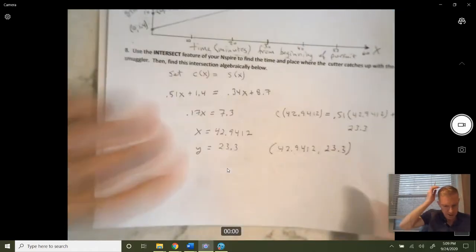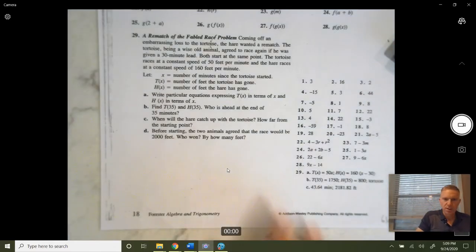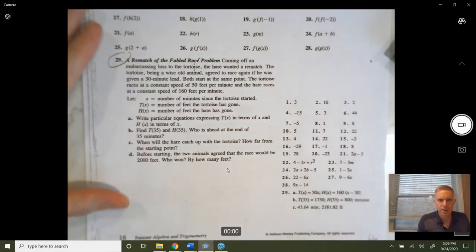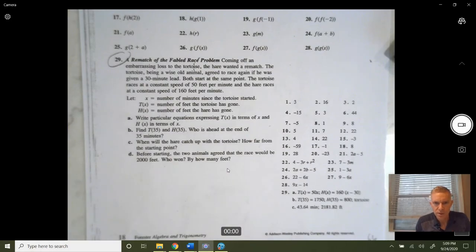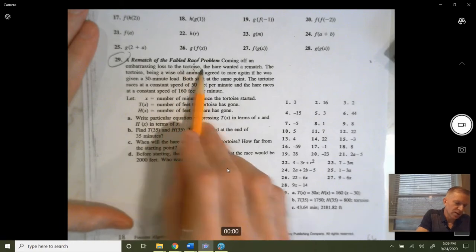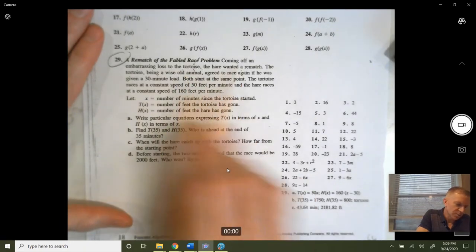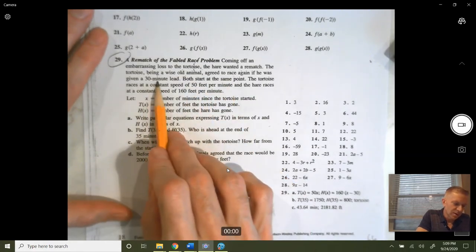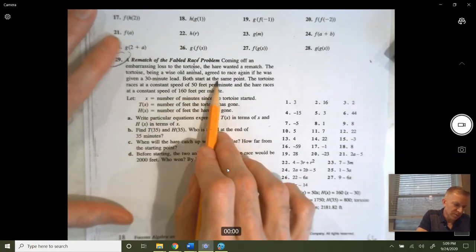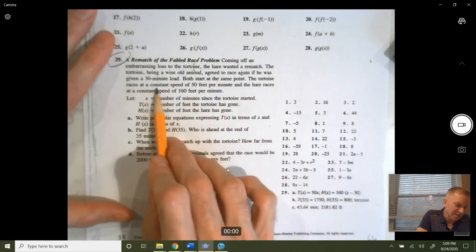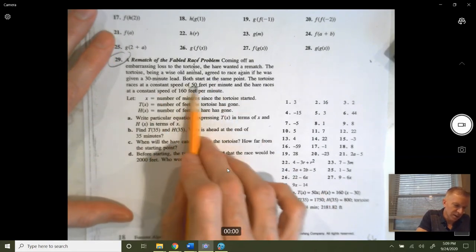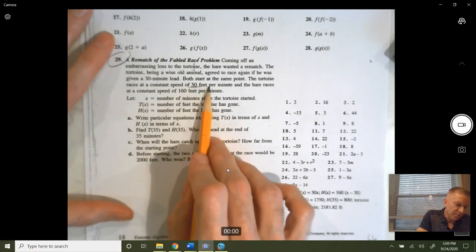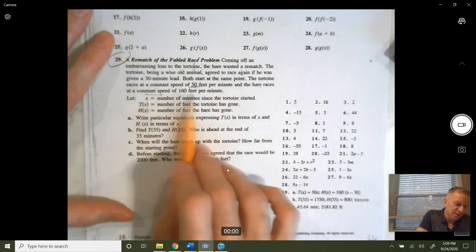Okay. And you go to the next page, which is page 66. This is a review page, but we're going to do this problem 29. A rematch of the fabled race problem. So coming off an embarrassing loss to the tortoise, the hare wanted a rematch. The tortoise, being a wise old animal, agreed to race again if he was given a 30-minute lead. Both start at the same point. The tortoise races at a constant speed. That's key. It's a constant speed, 50 feet per minute. And the hare races at a constant speed, 160 feet per minute.